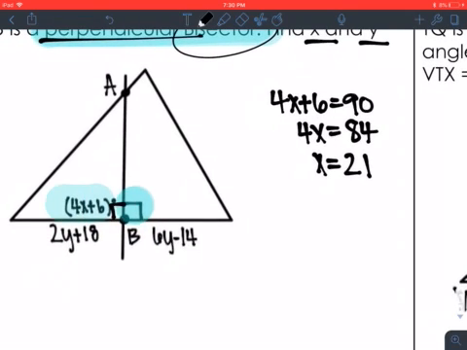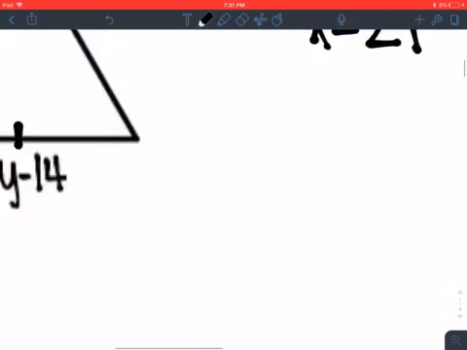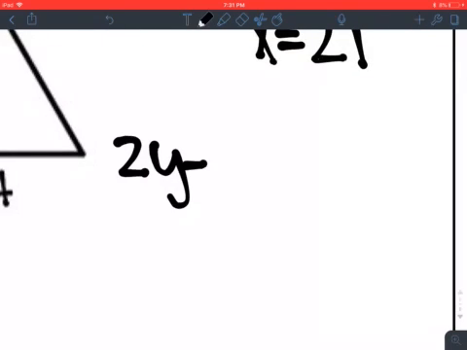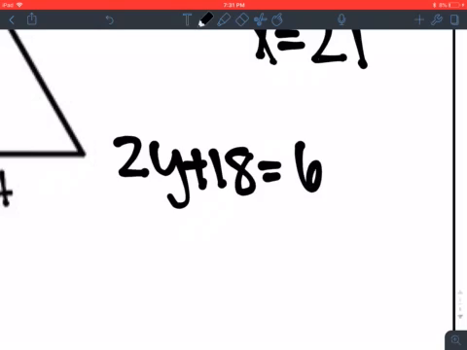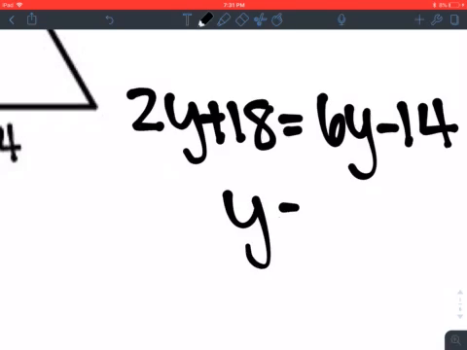Now the y. We just dealt with the perpendicular part, but we have to deal with the bisector, which means that B is the midpoint, which means that these two segments have to be congruent. If you set them equal to one another, you have 2y plus 18 is equal to 6y minus 14, and then you solve correctly, you're going to get y is equal to 8.